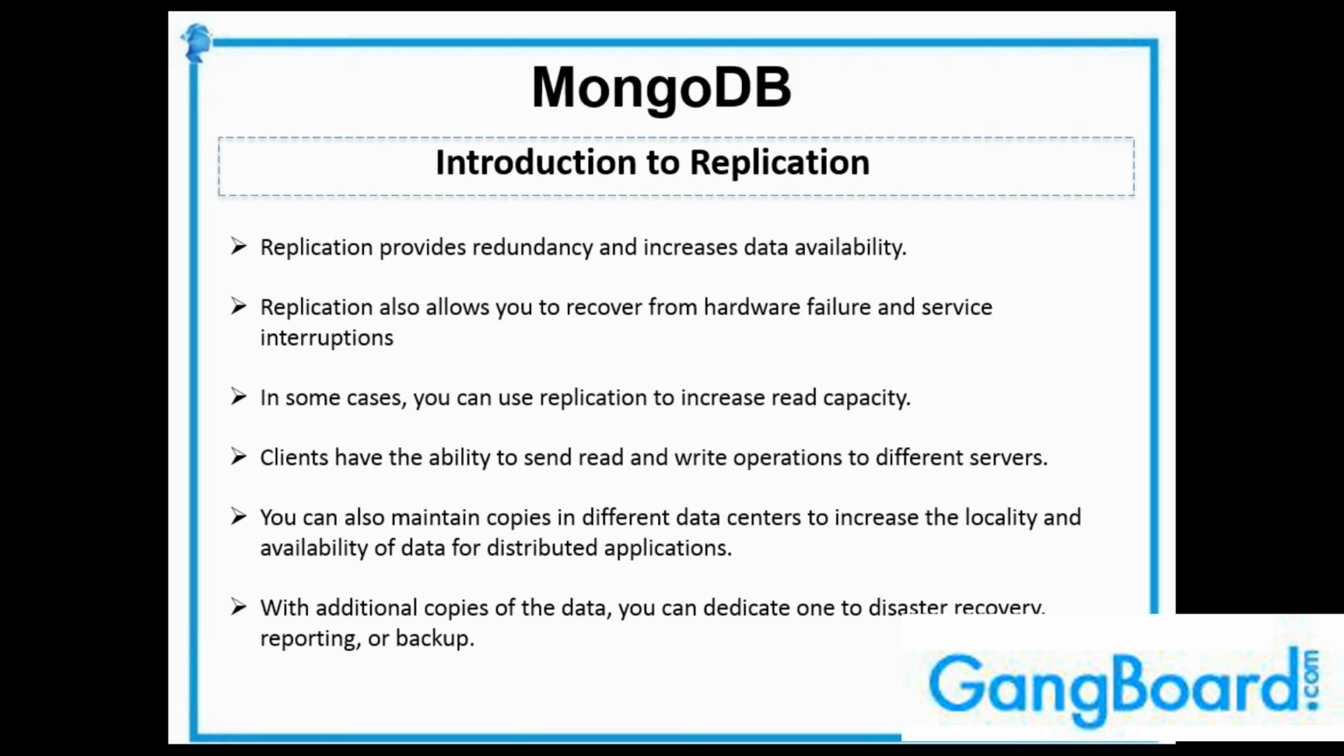If you put three nodes into one replica set, they call it a replica set. If you mention node 1, node 2, node 3 as part of one replica set, then all three nodes will have the same copy.